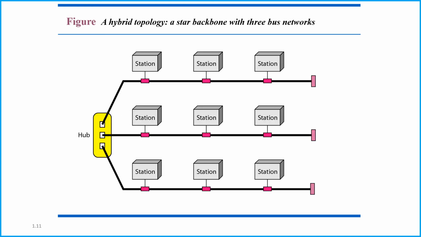The last topology is the hybrid topology. It is a combination of star as well as bus topology. Here we can see that bus 1, bus 2 and bus 3 are connected via a hub. If a person or a station from bus 1 wants to send data, the data will reach the hub and then it will be redirected to the recipient.